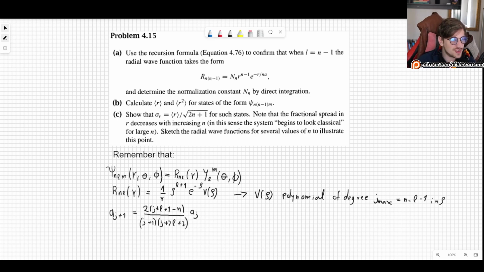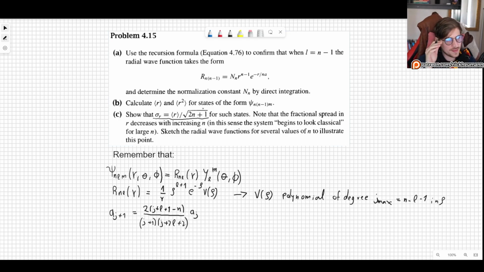It says, use the recursion formula, which is equation 4.76 in the book, to confirm that when l is n-1, the radial wave function takes the form that we see right here, and we want to determine the normalization constant by direct integration. We then want to calculate the expectation values of r and r squared for the states of the form when l is n-1. And then we want to show that the uncertainty in r is going to be of this form. And we will then analyze it a little bit.